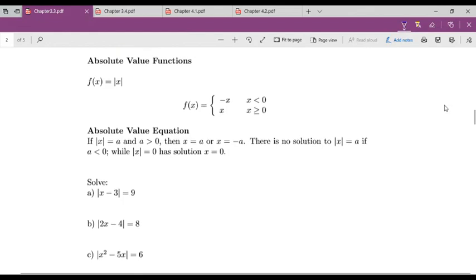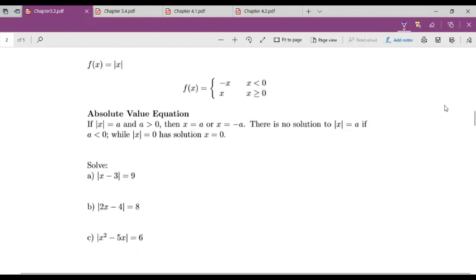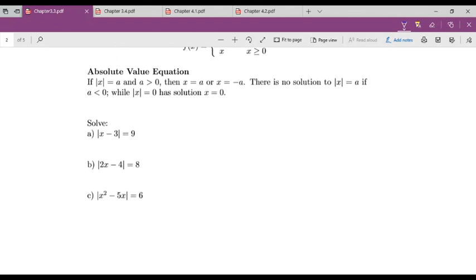The other thing we have to look at are absolute value functions. So an absolute value function, f of x equals the absolute value of x, is really the same thing as a piecewise function where f of x equals negative x if x is less than 0, and f of x equals x if x is greater than or equal to 0. But just follow me as best you can here, and we'll do some examples that'll make a whole lot of sense.